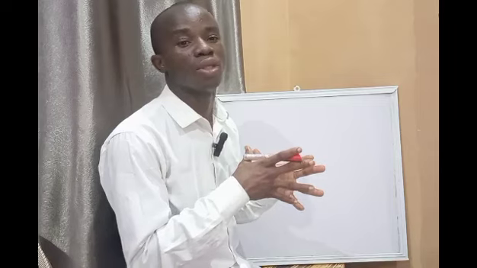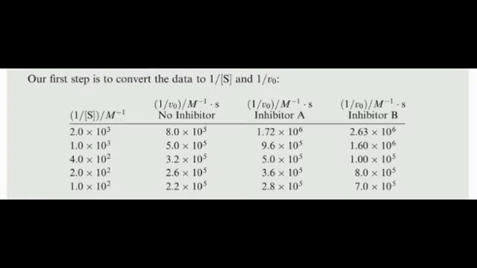One for the reaction when there is no inhibition, one when there is inhibitor A, and the last one when there is inhibitor B. So you have to get three graphs from this particular data. So what's the next thing?